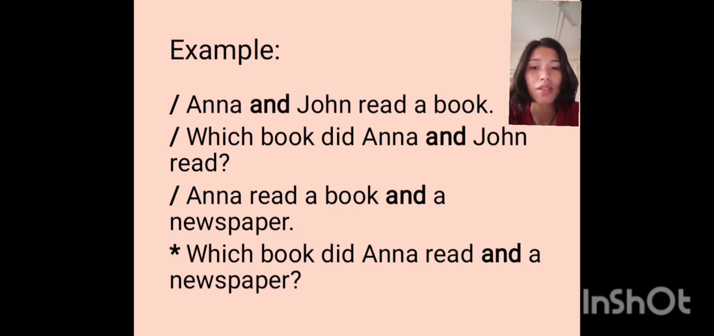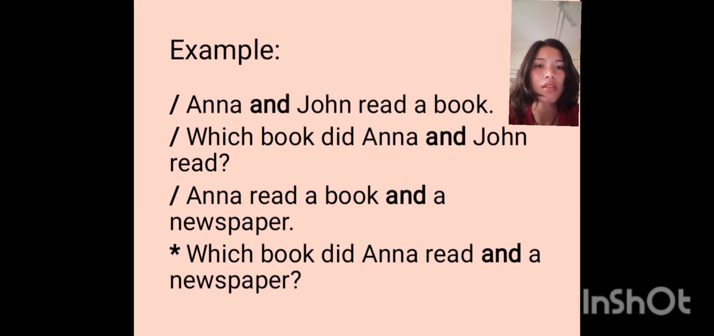If we're going to convert it into a question form sentence, it goes like this: Which book did Anna and John read? As you can see, I bolded the word "and" because it is a conjunction word, and it coordinates with the conjunct "Anna and John read a book." The conjunction word is "and." Another example is: Anna read a book and a newspaper.